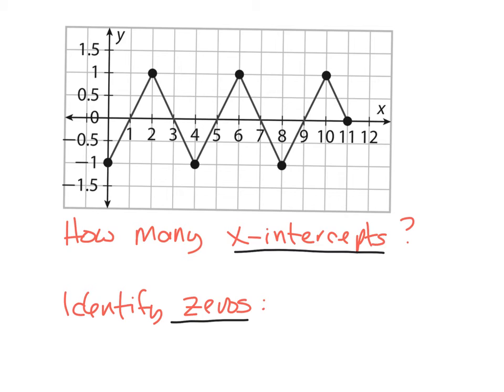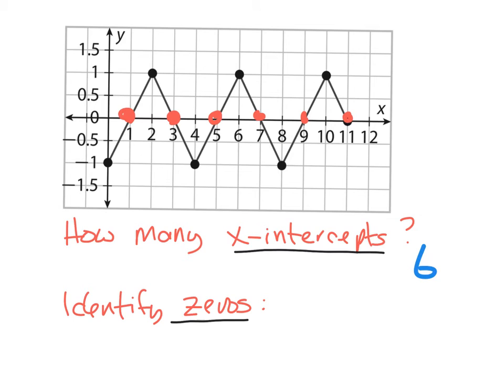How many x-intercepts are there? X-intercepts are the points where the graph crosses the x-axis. So it crosses right there, it crosses right there, it crosses right there, there, and there. So if I count, I said how many? 1, 2, 3, 4, 5, 6. There are 6 x-intercepts in the graph.